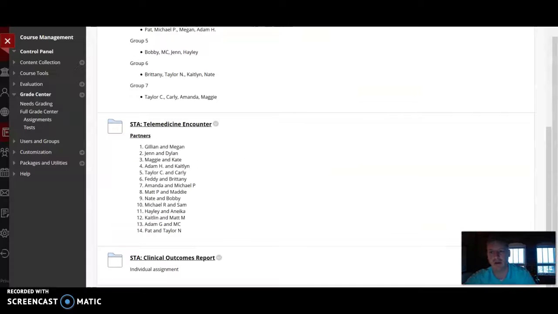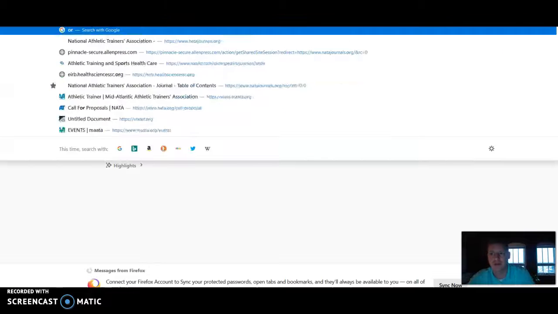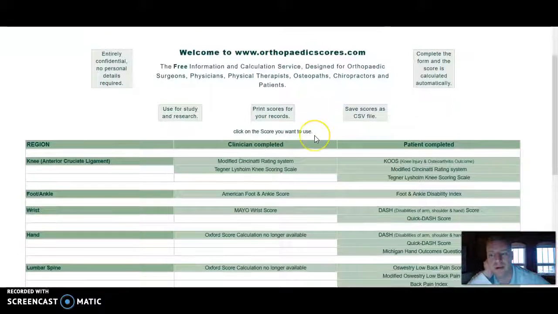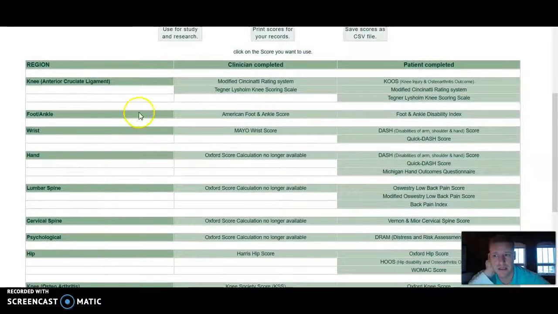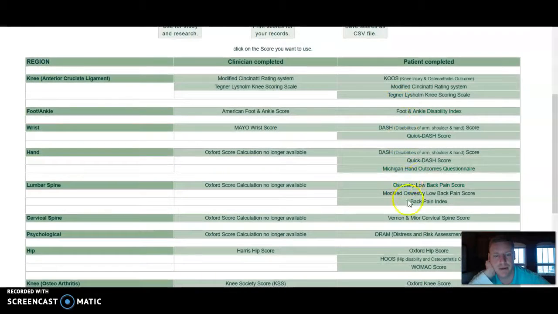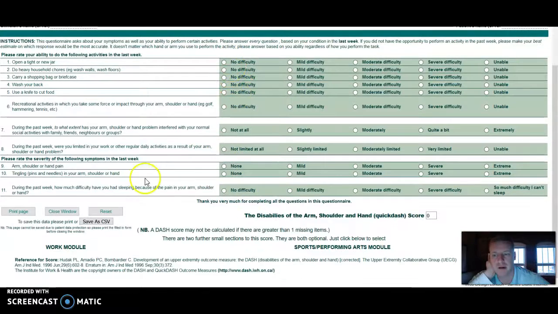Just to show y'all a quick website of these, let me pull that up. So there's a website called orthopedicscore.com. On orthopedicscore.com, if you've chosen a specific body region, you can click on it and have them complete it. So say this is a patient completed and you want to do something for the arm, shoulder, or hand, you can have them completed on here, and it actually scores it for you in this box right here.